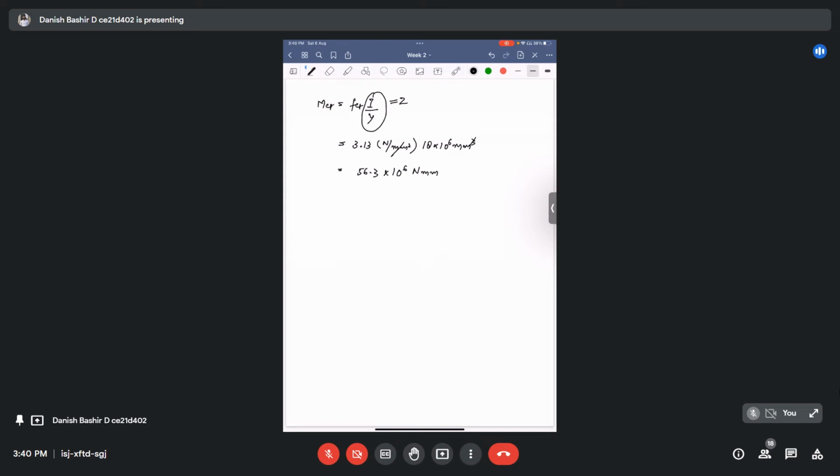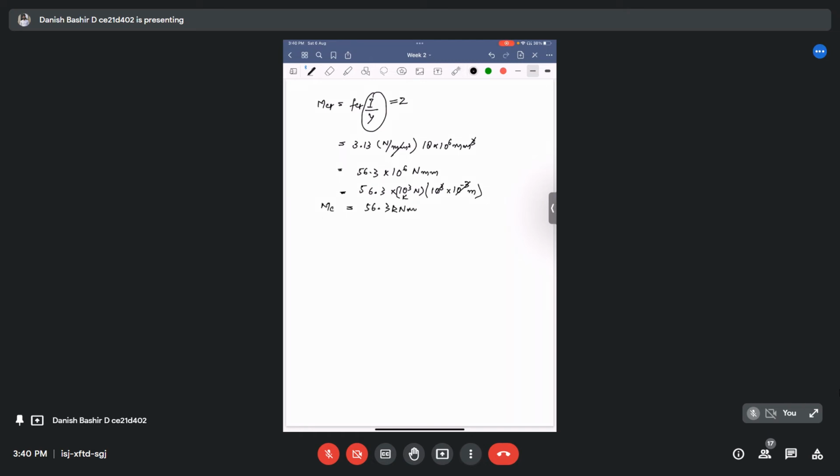If we change it to kilonewton, we will write it like this: 56.3 into 10 power 3 Newton, like this, 10 power 3. For millimeter, we write 10 power minus 3 meter. We get this 10 power 3, we can change it to kilo, and this will go 56.3 kilo Newton meter.